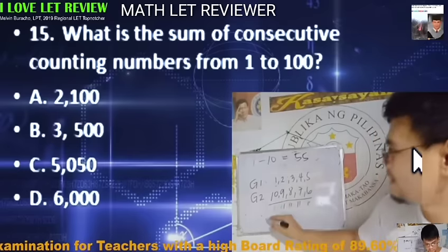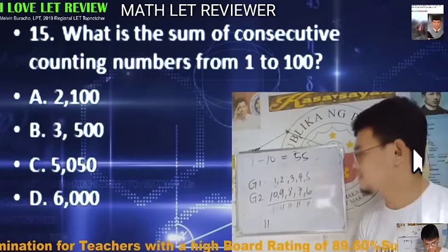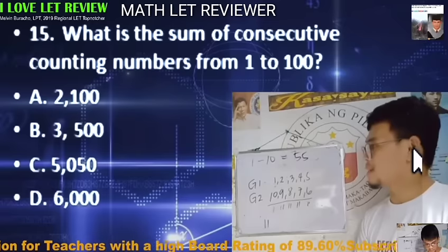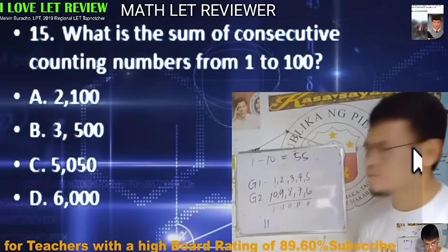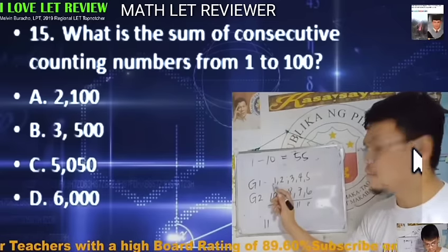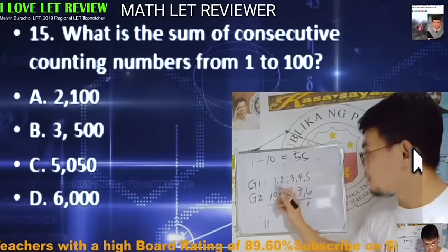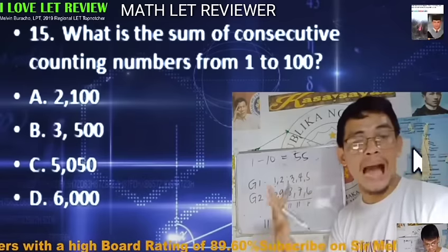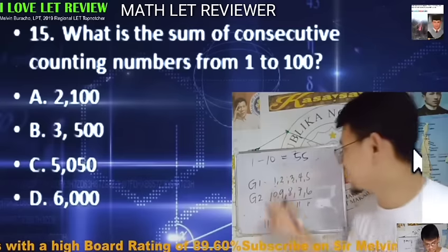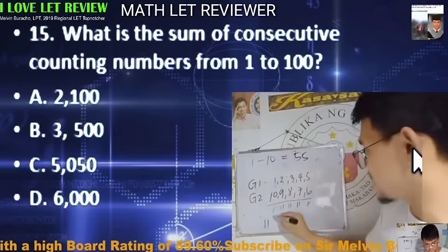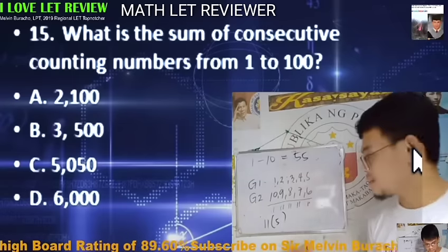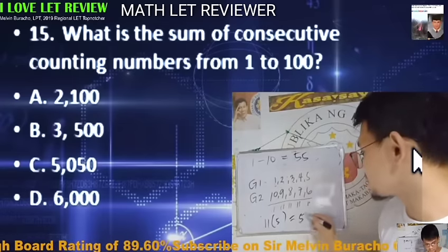So now, 11, what should be the number to be multiplied by 11? Okay? What number? 5. Bakit 5, sir? Because there are 5 members in a group: 1, 2, 3, 4, 5. Kanina, 50. Dahil, what is half of 100? 50. What is half of 10? 5. Therefore, we just have to multiply this by 5. Did you get the point? So now, that will give us 55.